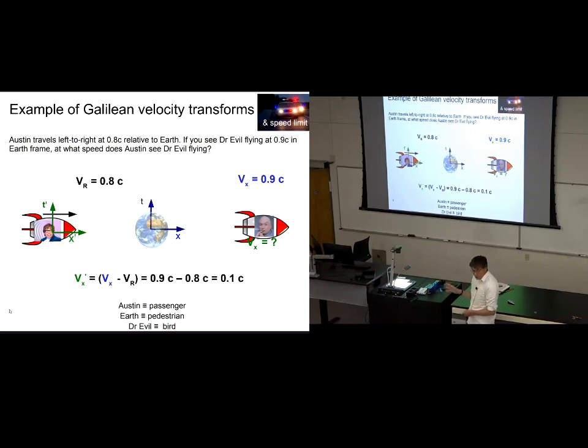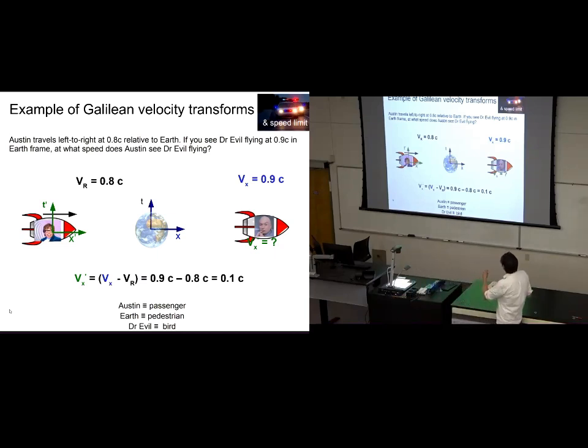The bird in this particular example is analogous to Dr. Evil, i.e. we know the speed of the bird in the Earth reference frame, and we want to calculate the speed of the bird in the Austin Powers reference frame. And that's what we're going to do.